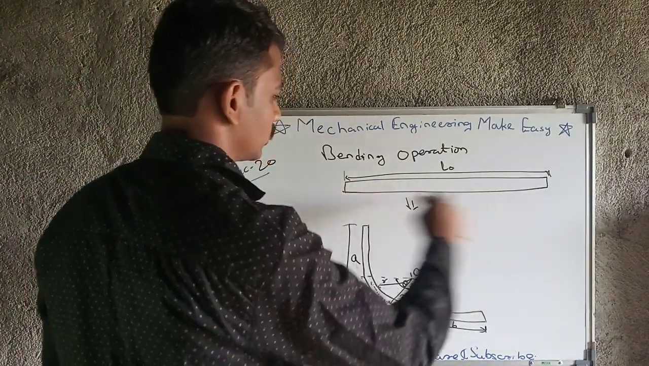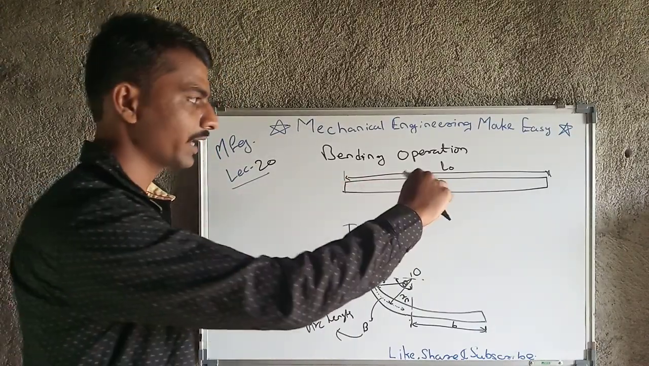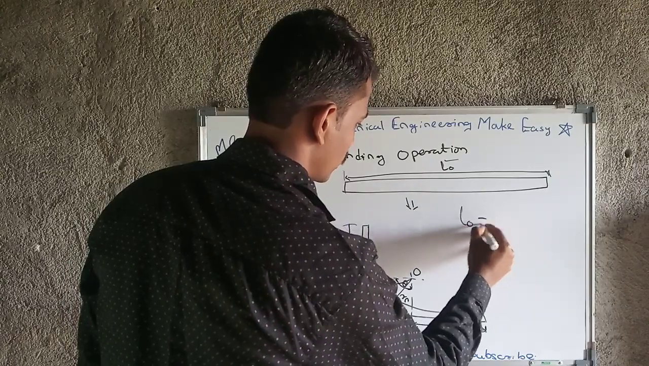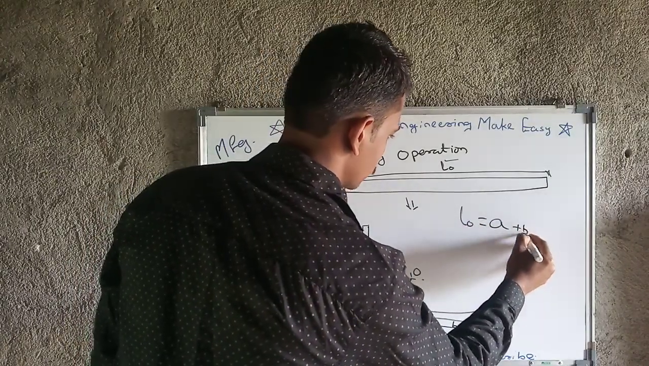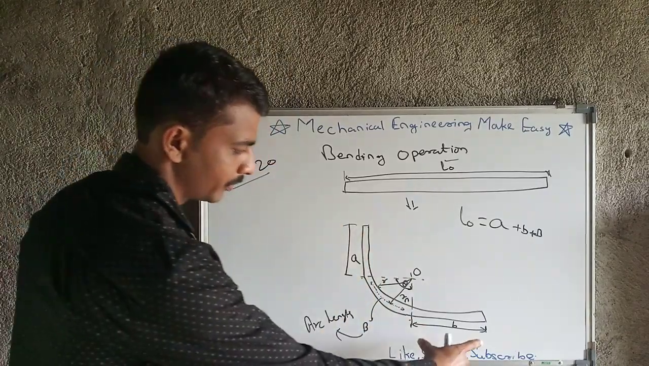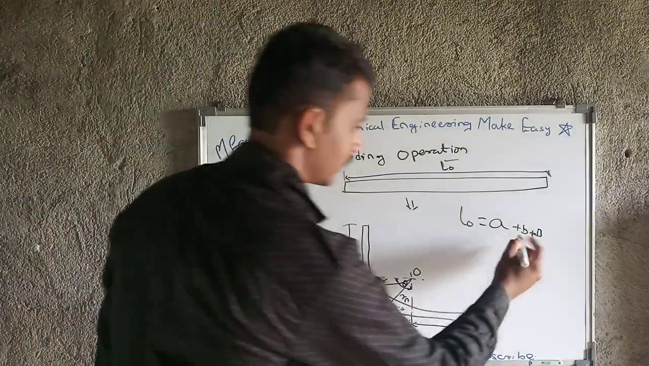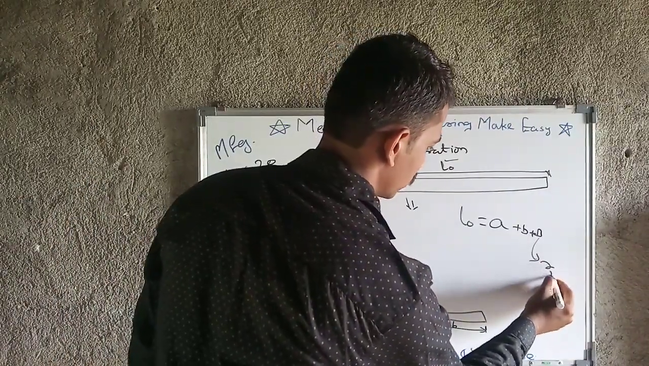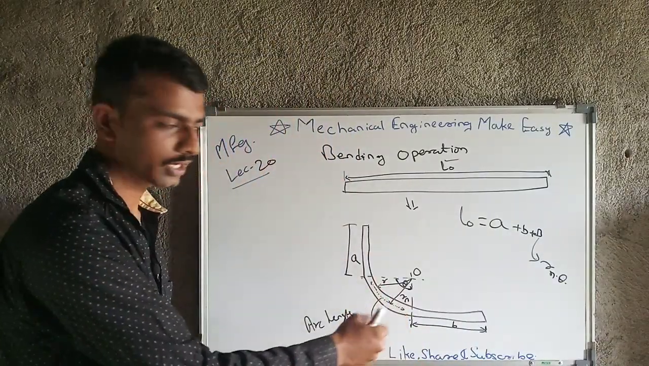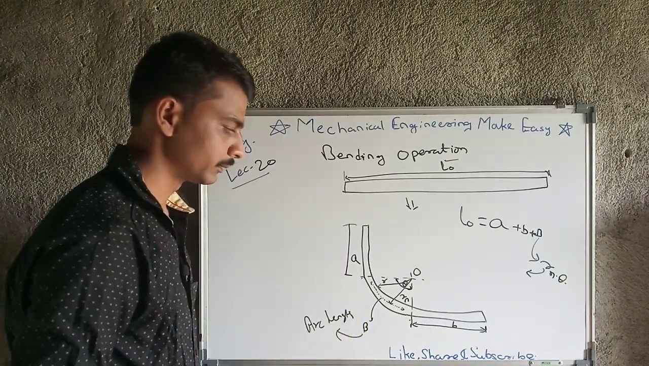The original sheet will be flat and will have an original length, that is LO. That LO will be equal to A plus b plus capital B. A is this, small b is this, and capital B is the arc length, and capital B is equal to Rn into theta. Theta is the angle of the arc, and Rn is the radius of the neutral plane.